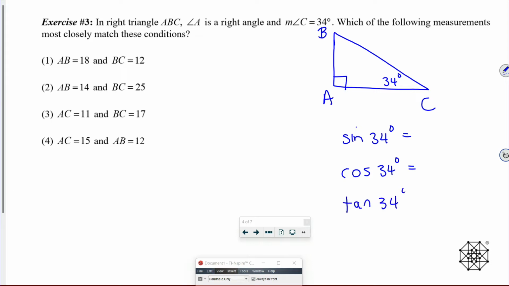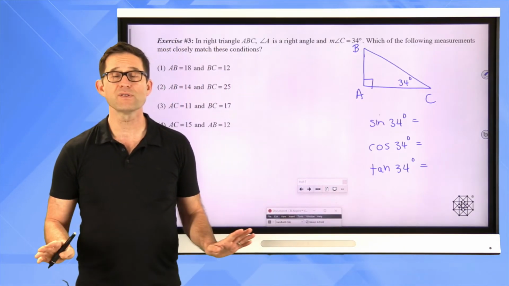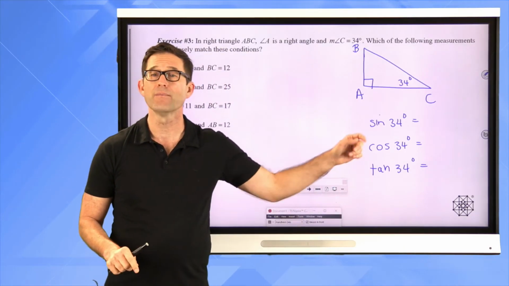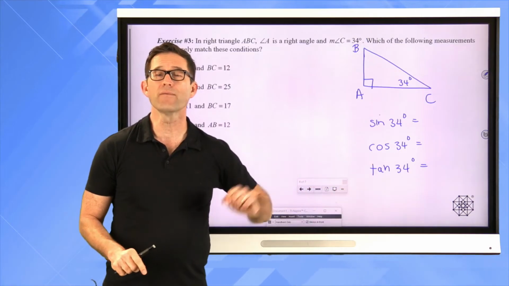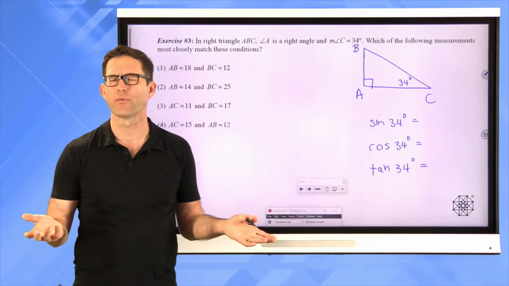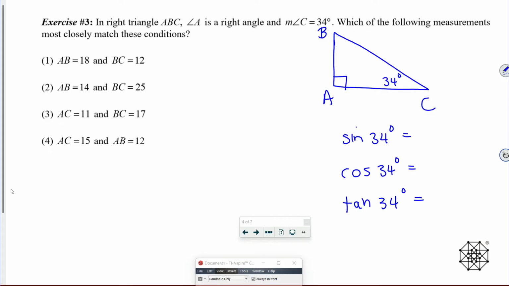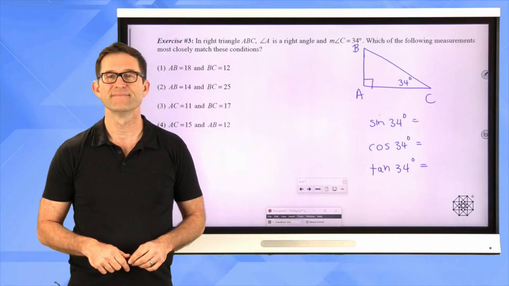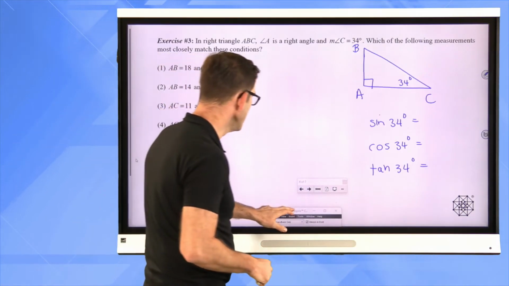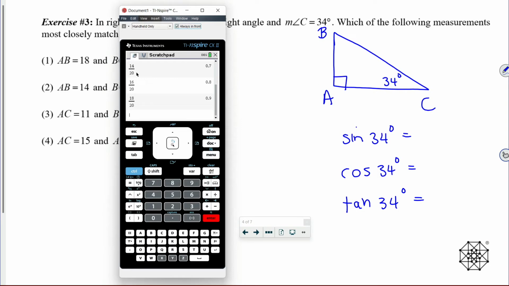tangent of 34 degrees. What I'd like you to do right now is pause the video, use your calculator, and just figure out what each one of those is equal to, to the nearest hundredth. Okay, they're all going to be messy. Go ahead and do that. All right, let's do it. Here we go. Let me just clear this out a little bit. Oops, that's not what I want. Let's try that again. There it goes.